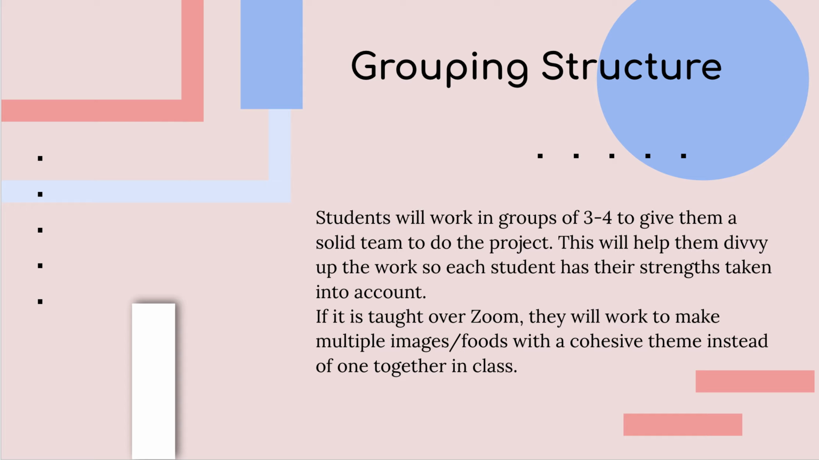If it's taught over Zoom, they will work to make multiple images, so each person would do their one image of their food that they did themselves with a cohesive theme, instead of multiple images of one food that they did together in class. For example, one theme would be McDonald's. One student over Zoom has the burger, another student has the french fries, another student has the Pepsi. So they have the common branding of being McDonald's, but they all did separate things since they're not all in the same place, like they would be in the real classroom.